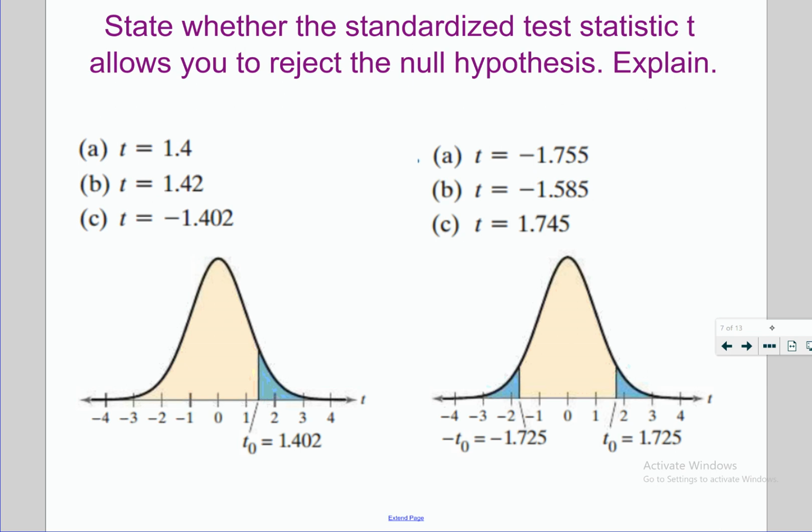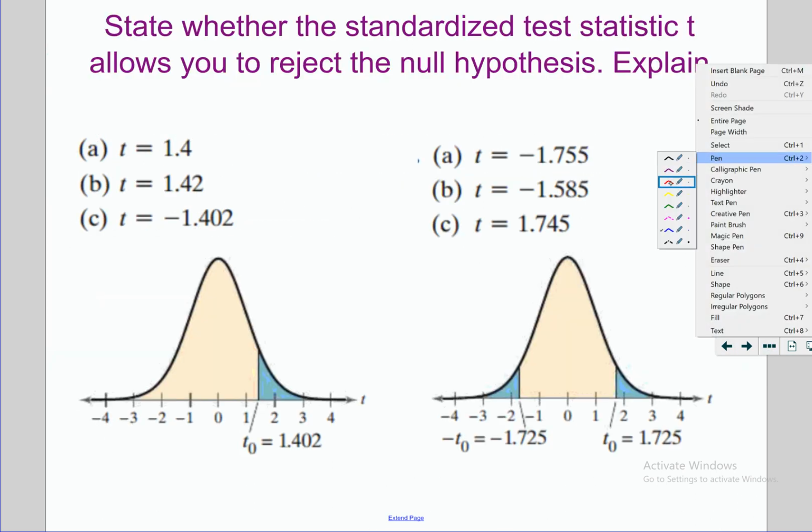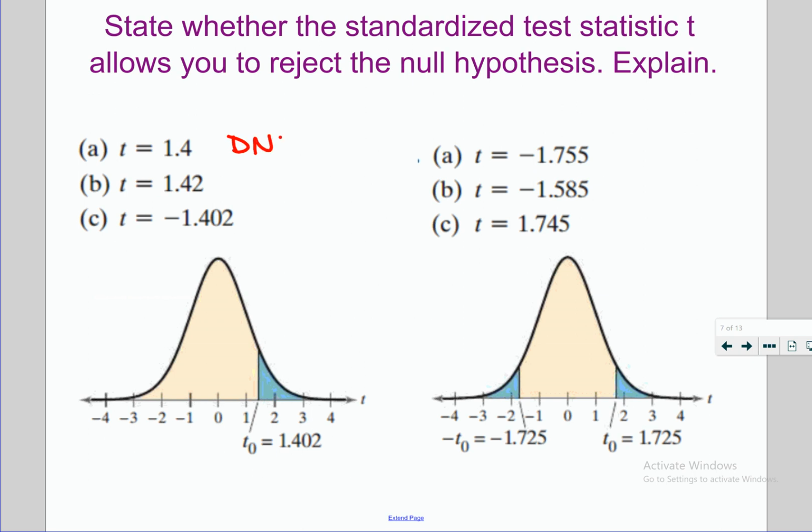It looks like it's a right tail test at 1.402. So then let's say you calculated your own test statistic t, it was 1.4. Is 1.4 in our rejection region? It is not in our rejection region. So the decision we would make is what? Do not reject. Okay, what about 1.42? What decision would you make? Reject. Negative 1.402? What would we decide? Do not reject. Not in our rejection region.